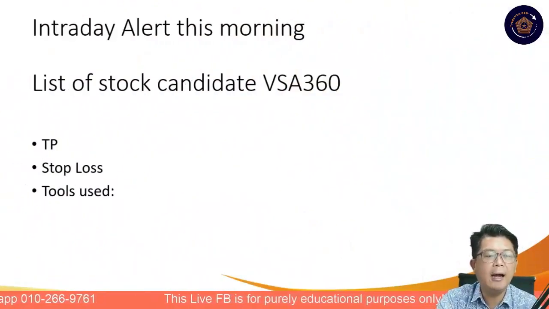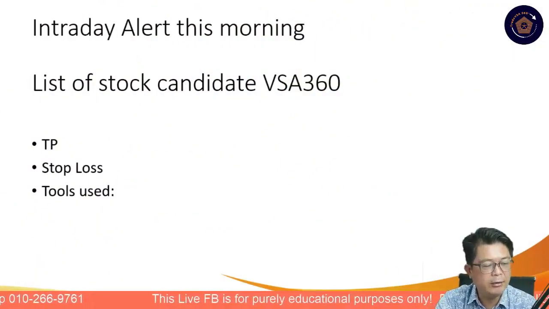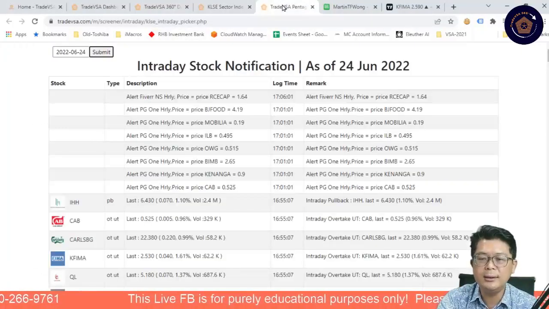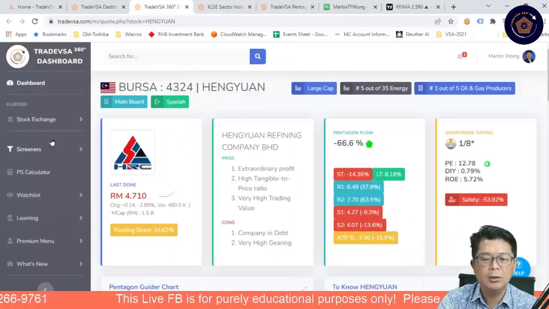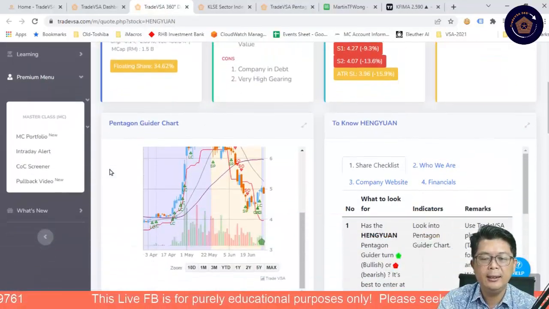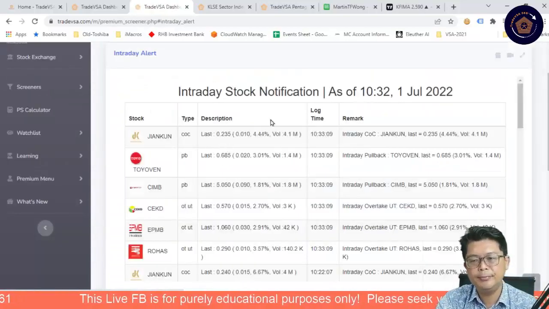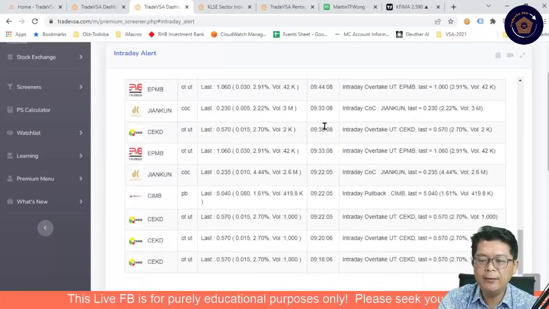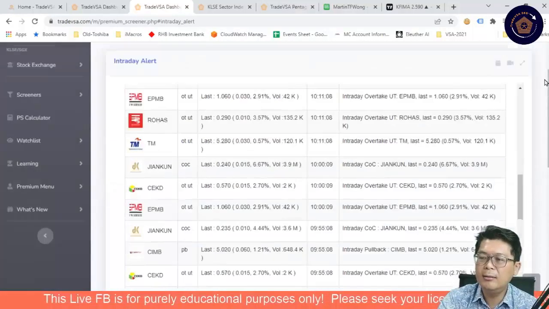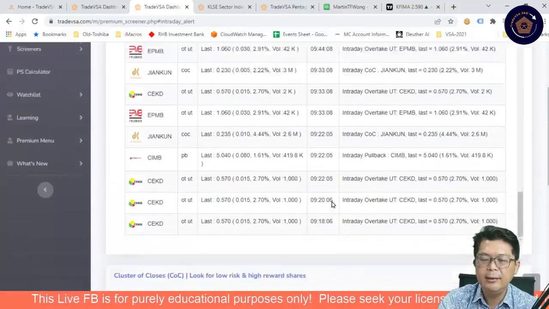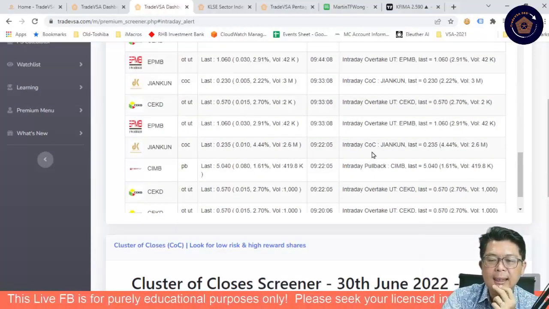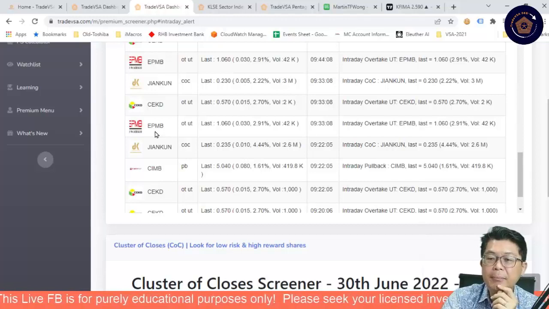So let's take a look at our list of candidates on our VSA 360, analyzing them using the support and resistance which we talk about. Once you log in, you go to What's New and check out the intraday alert. We scroll right in the morning here, as I said before. Right now you can see OTUT, overtake the uptrust, CEKD, EPHP.